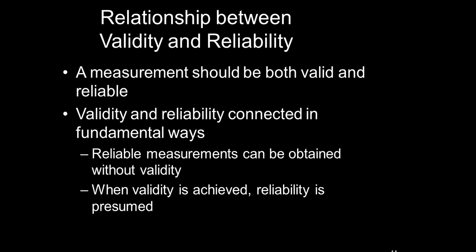One, measurement and questionnaire should both be reliable and valid. Two, reliable measurement can be obtained even if the measurement is not valid. For example, it can consistently measure the wrong thing. Three, valid measures are useful only if they are also reliable. So when validity is achieved, reliability is assumed. Thus, validity is primary of the two. So then validity is often more difficult to achieve than reliability.